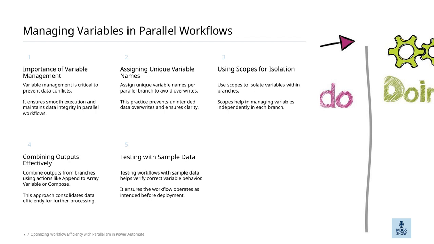To keep variables organized and prevent conflicts, we use scopes to isolate variables within each branch. Scopes help us manage variables independently, so changes in one branch don't affect others. Another best practice is assigning unique variable names for each parallel branch. This prevents accidental overwrites and keeps our data clear and understandable. Overall, managing variables carefully is essential. It ensures our workflows run smoothly, maintains data integrity, and avoids confusing errors. By following these strategies, we can optimize the efficiency and reliability of our parallel workflows.